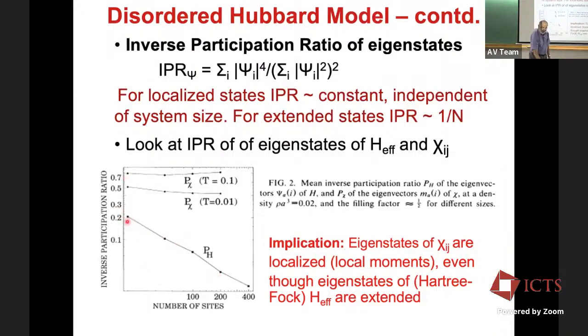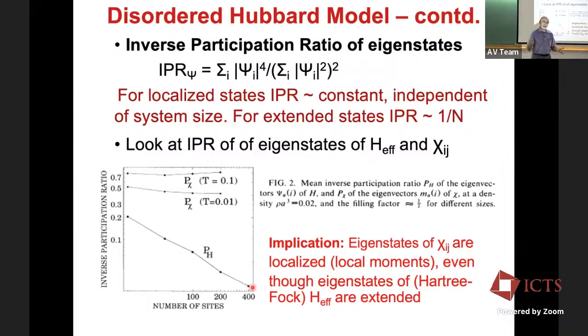What you find is that the inverse participation ratio for the eigenfunctions of the Hartree-Fock Hamiltonian decreases with size, suggesting that all the eigenstates are extended. So in the one electron approximation, everything is extended. So this is a metal, not an insulator, okay? Of course, we did very small sizes.